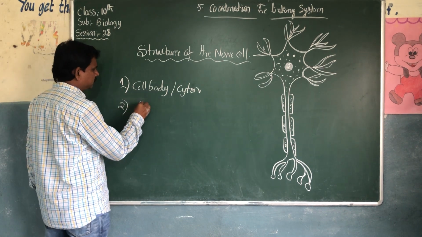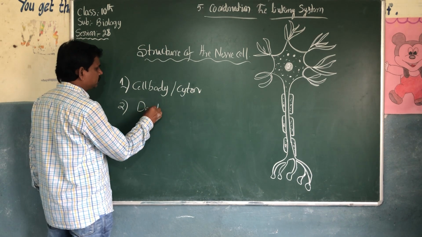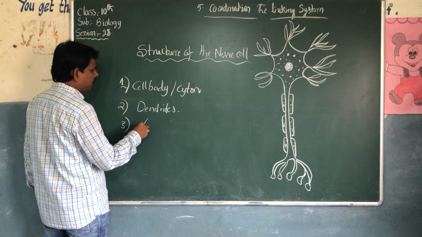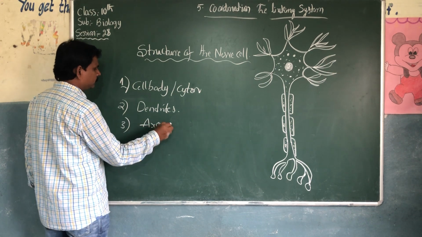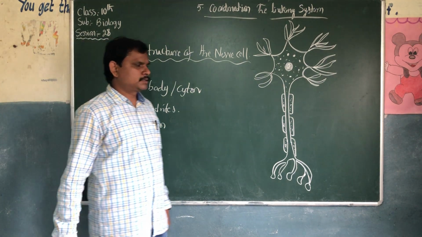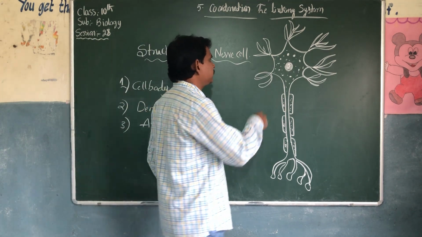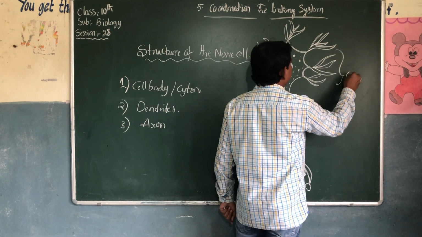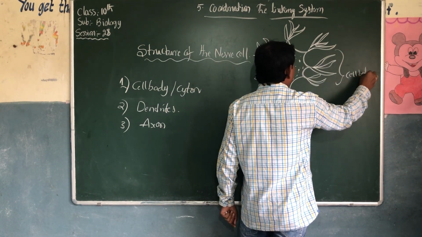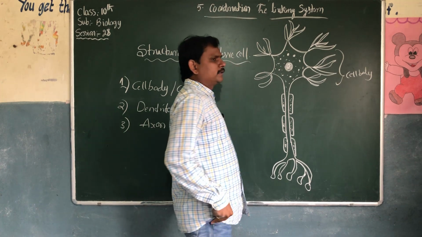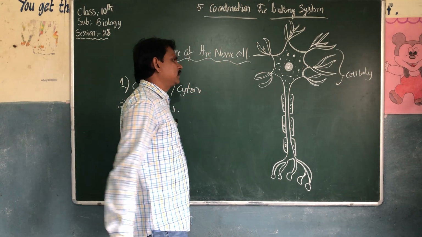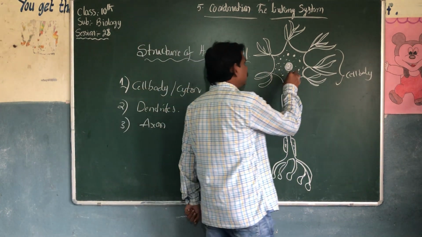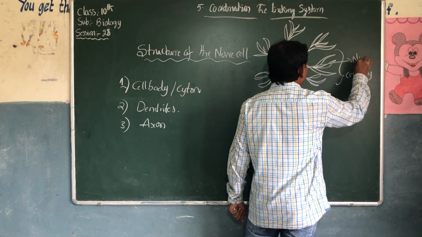The second one is dendrites, and the third one is axon. Dendrites, axon. The center part is called the cell body, and we can call it cyton. In the center of the cell body we can see a dark colored structure in the middle. It is called the nucleus.